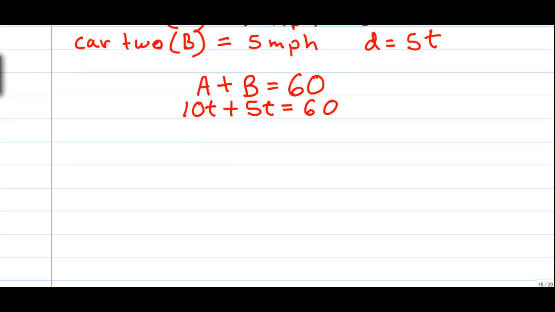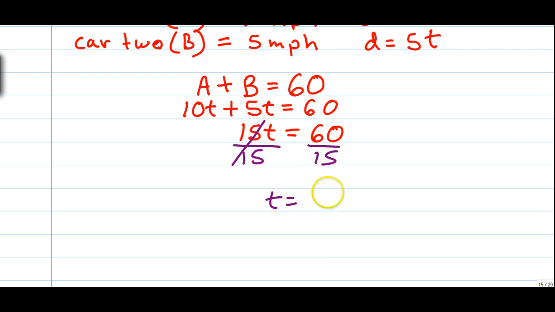Let's continue to solve. We're going to first simplify the problem by combining the like terms. We have a 10t plus a 5t to make 15t equals 60. Now we can divide out that 15 off both sides so that we end up with the variable t alone, and we find that t is equal to 4. T is a time, and if we look back, our times were calculated in hours, so this should be 4 hours.